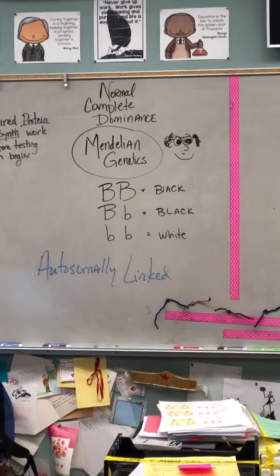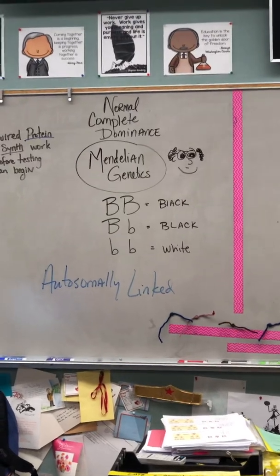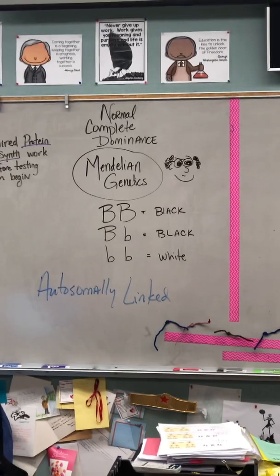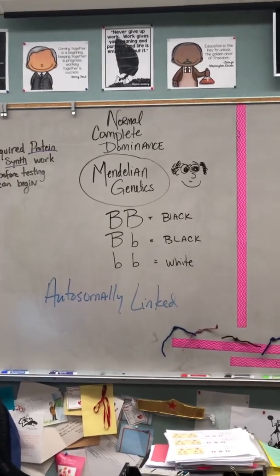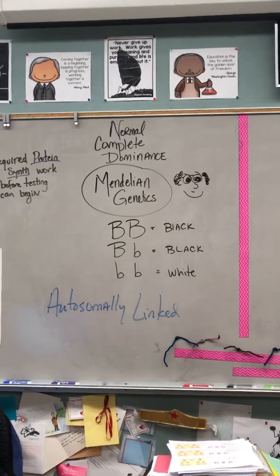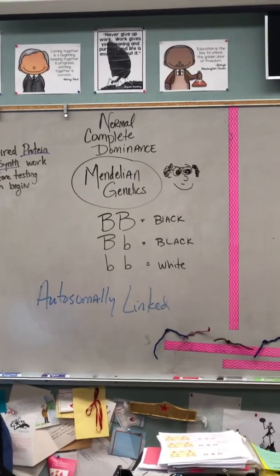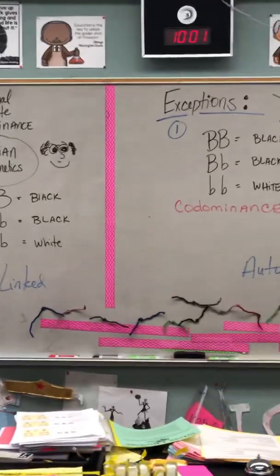And that he did not know about chromosomes, but we since then would call these things autosomally linked because they're found on two of your first 22 pairs of chromosomes. However, there were quite a few things that we learned after Mendel and things that he didn't know about. So we looked at exceptions.